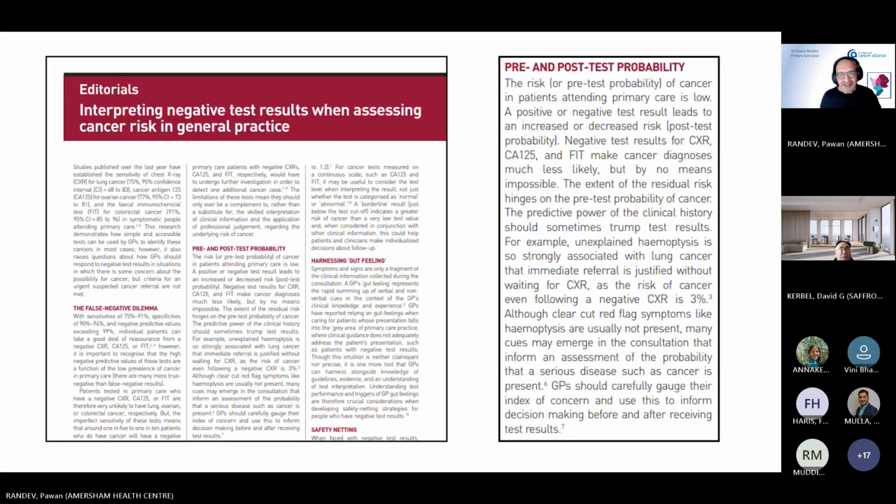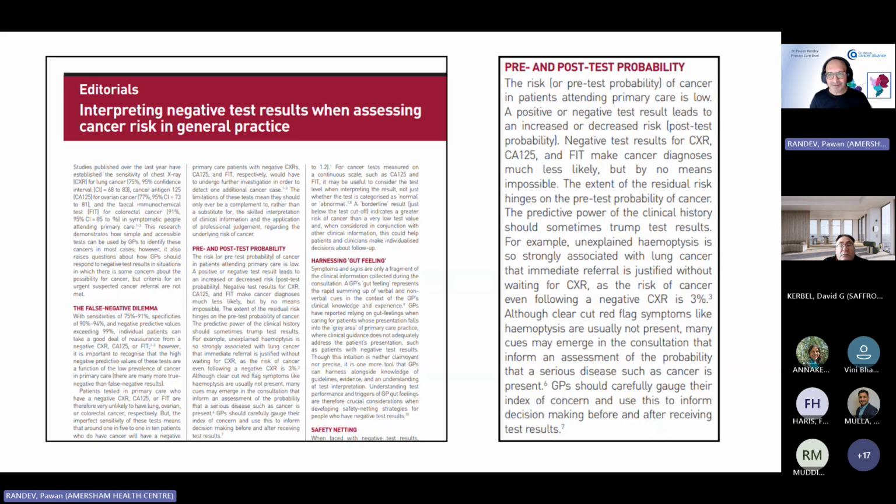Now, there is an academic basis to what I'm talking about here. And with all the slides and the PDFs that you get, where you see boxes like this, you can just click on the box and it will take you through to the web page. So this is an editorial from the British Journal of General Practice looking at that very point about how you interpret negative tests when you're thinking about cancer risk.